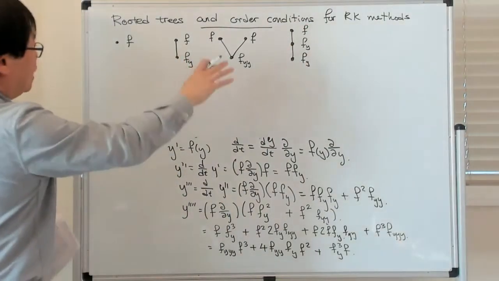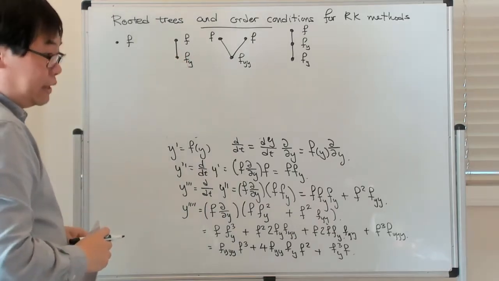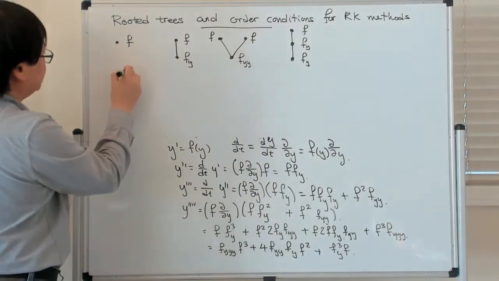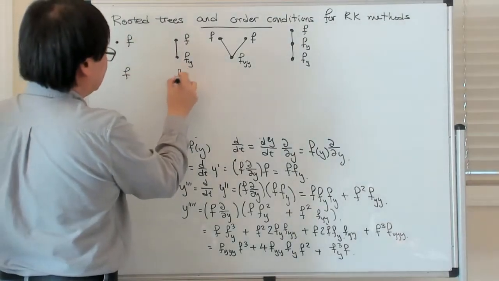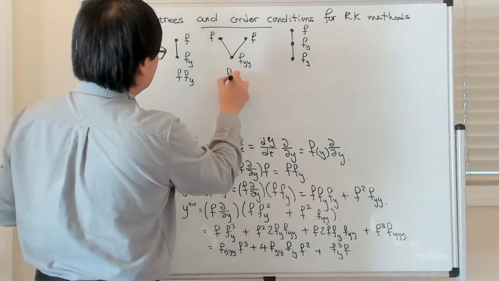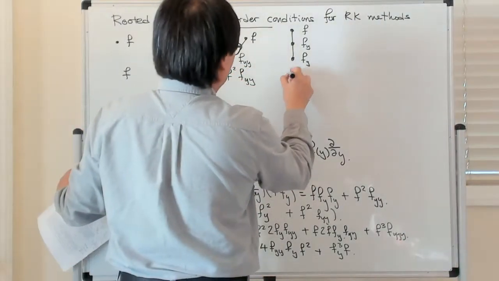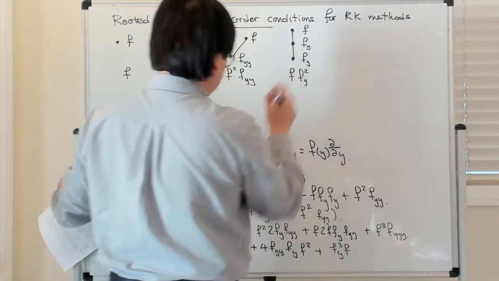All right, so now we've looked at rooted trees up to three nodes. The first one is just associated with f. This is f fy, or fy f, depending on what you want to call it. This is f squared fyy, and this is f fy squared.